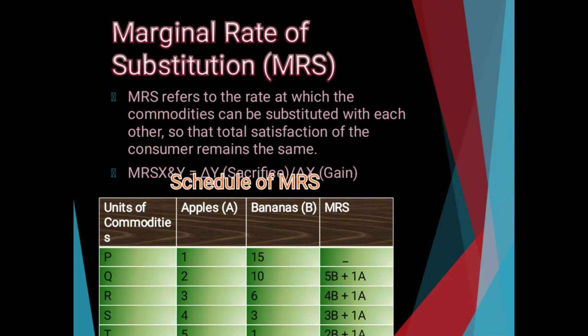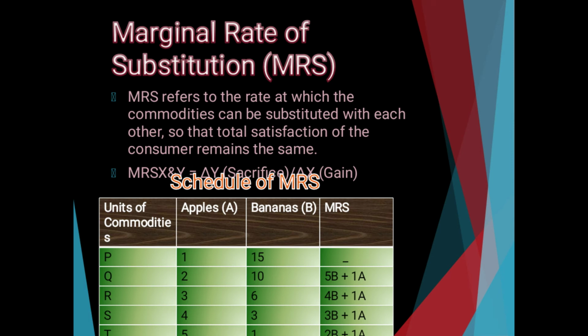In the same way, we have a schedule of MRS. The combinations P, Q, R, S, T show the consumption of two commodities, apple and banana. So how do we calculate the MRS? Delta y is the second good, the one sacrificed, and delta x is the gain. In this table, delta y is basically the banana, and delta means the change.